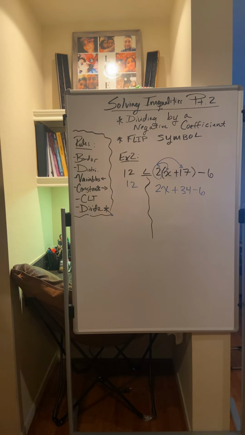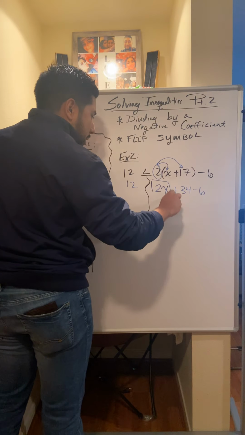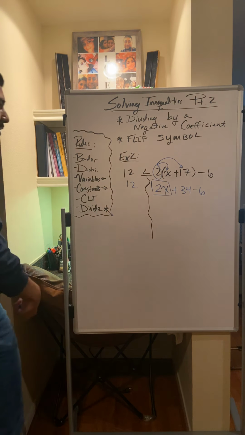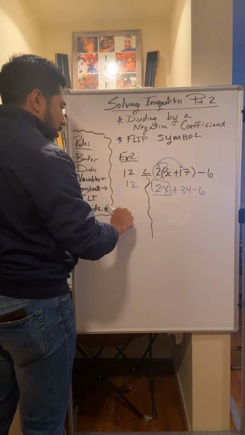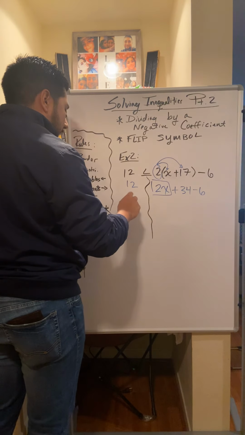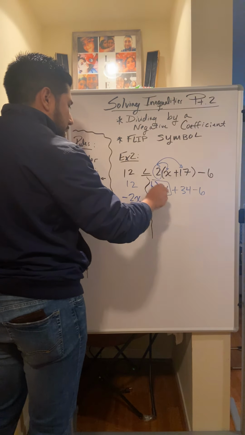Next step, variables on the left. There's only one variable in this whole problem. We got the 2x. Nothing else has an x, so we should be alright. Move it to the left side. I'm going to put it right here so there's not that much space. 2x. Don't forget, switches sides. Negative 2x. Cross this out.